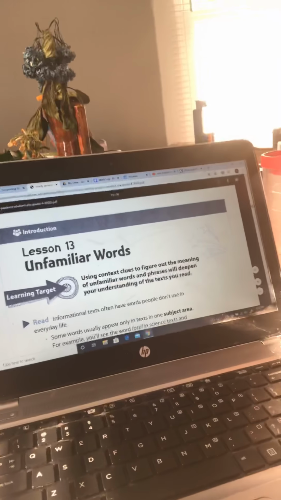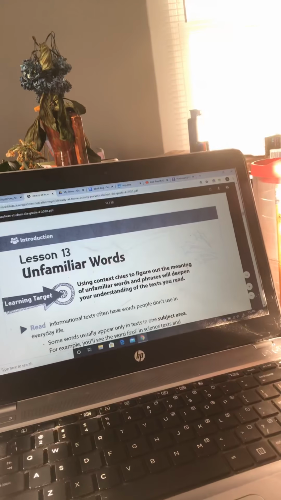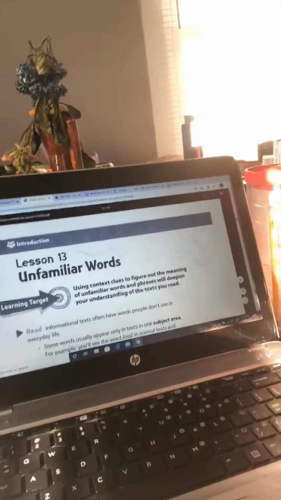All right. Using context clues to figure out what the meaning of unfamiliar words and phrases will deepen your understanding of text you read. So it's important to understand the words in the texts, at least mostly what you think they mean or could mean, because then you'll be able to understand what you're reading better. So if there's a bunch of words in a text that you don't know, you're going to miss out on a lot of information and not understand as much of what you're reading. Cool.